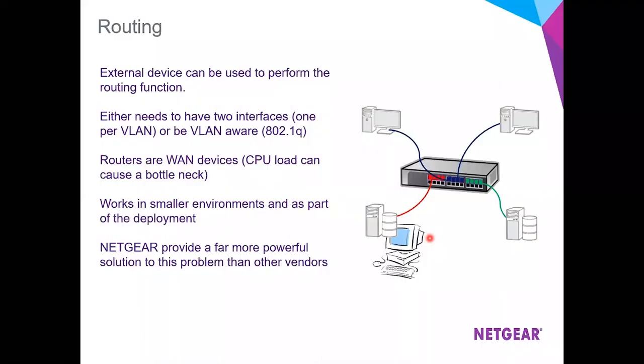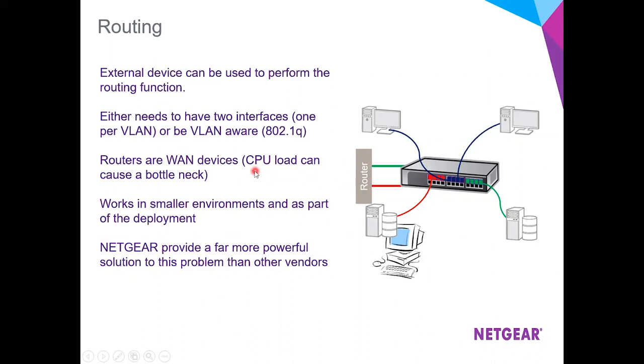As we said before, we can have these VLANs segregated. We have the red ports in one VLAN, the blue ports in another VLAN, and the green ports in another VLAN. We can have different ways to perform this routing. If I want, I can add an external router. I can add one router, and I can have one port in the green VLAN and another port in the red, and the router will route between these two VLANs. That's one way to solve the issue of inter-VLAN communication.